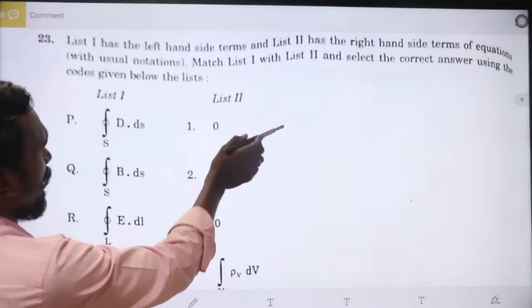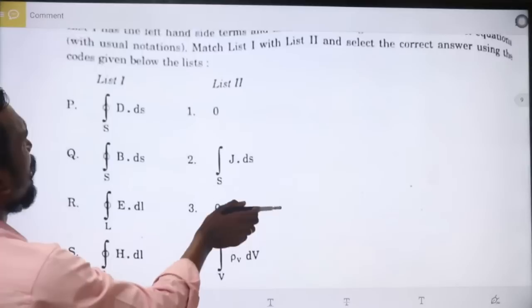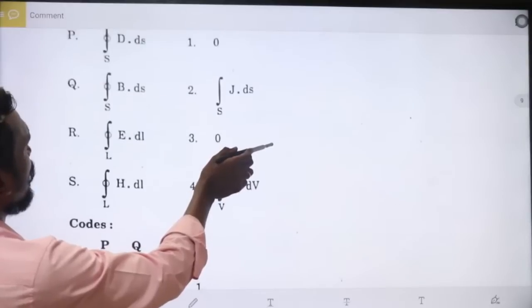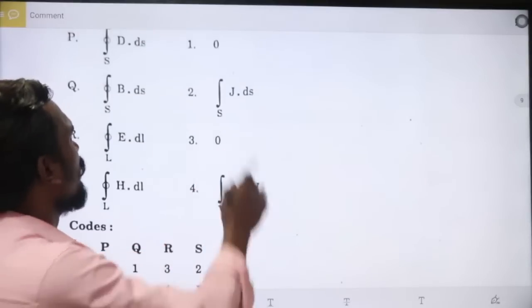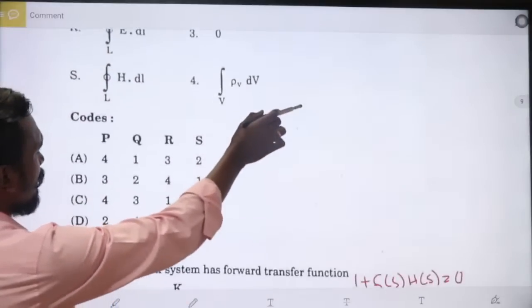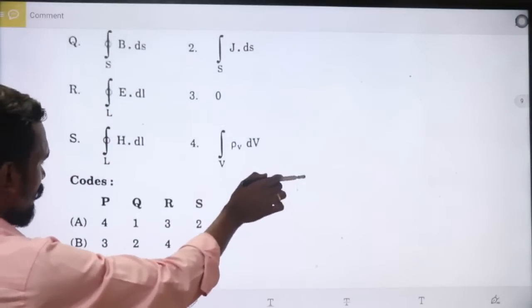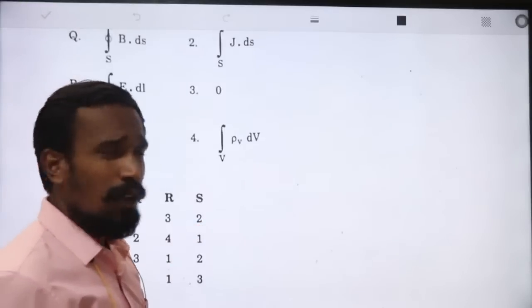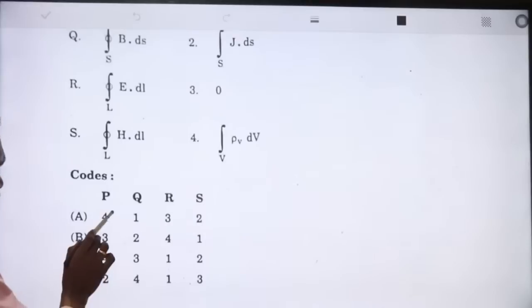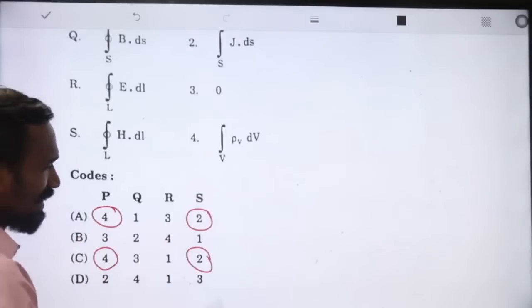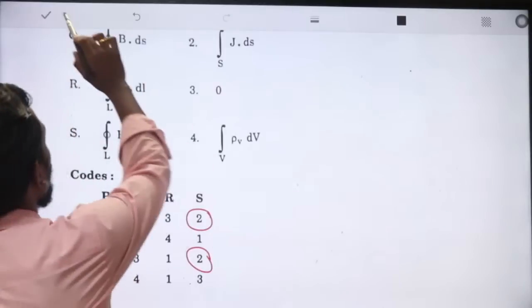This is also from EMF. Can you tell me which of the following is the correct answer? Let's see here, 2 zeros are there. They gave the answers like this. So which is appropriate? Here 4 and 4 is there, 2 and 2 is there, and 4 and 2.